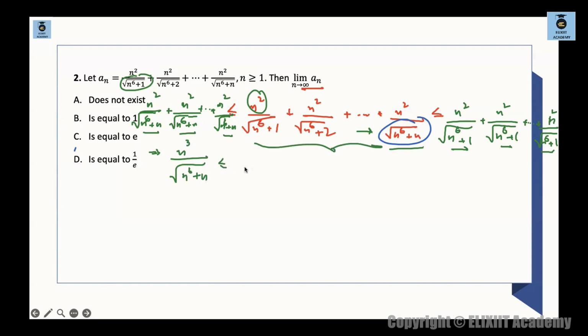Now this quantity is nothing but your a n only. Similarly, n number of quantities are there. So n times of n square divided by square root of n raised to the power of 6 plus 1, that's basically n cube divided by square root of n raised to the power of 6 plus 1. Next, take the limit n tends to infinity on both the sides. Next, we'll be solving this.